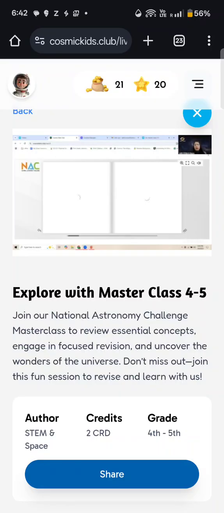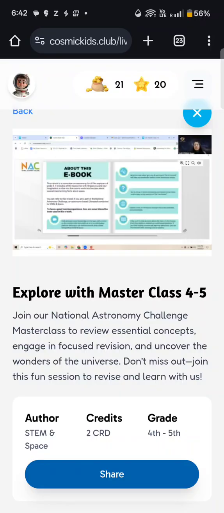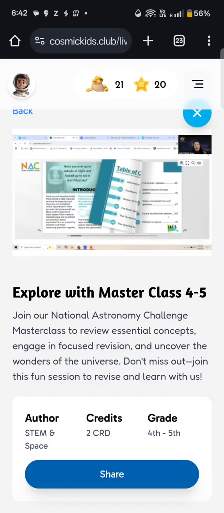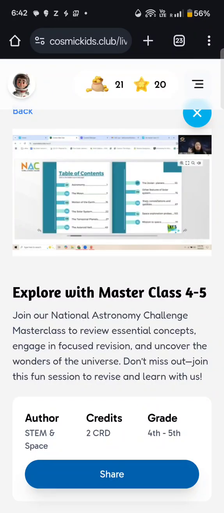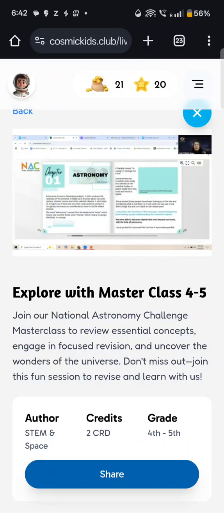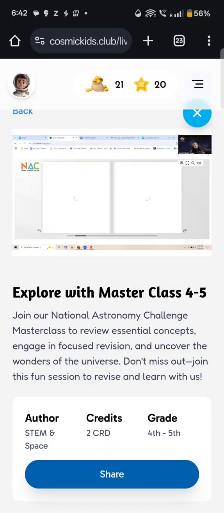Similarly for class 5th, we have approximately 11 chapters, like astronomy, the Moon, Earth, the solar system, constellations, galaxies, missions, and all these. These are the basics of astronomy that should be known by each and every one of you. So this was all about the books.